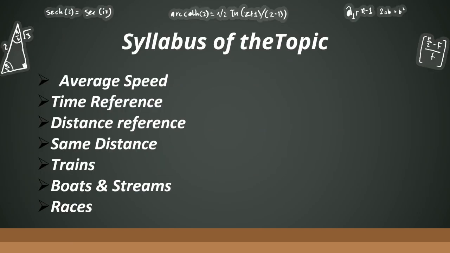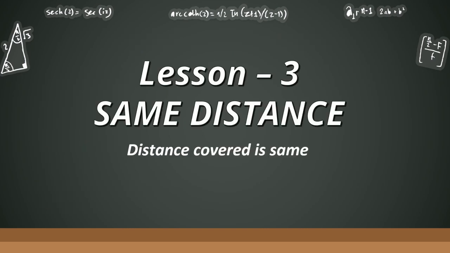So this is a small reminder on the syllabus of the topic, which is your average speed being your lesson 1, distance and time reference is your lesson 2, questions based on same distance which is your lesson 3, the current lesson, problems based on trains being your lesson 4, questions based on boats and streams is your lesson 5, and questions based on races as your lesson 6. So the current lesson is on the questions based on same distance. That is when the distance covered is same, then comes under your lesson 3.